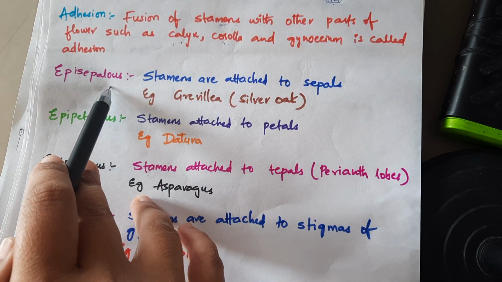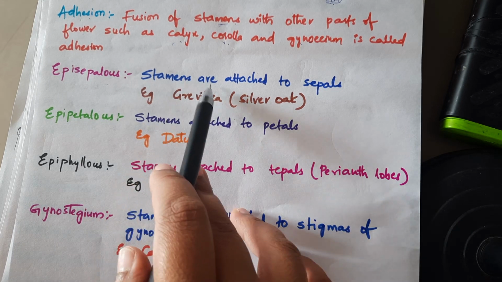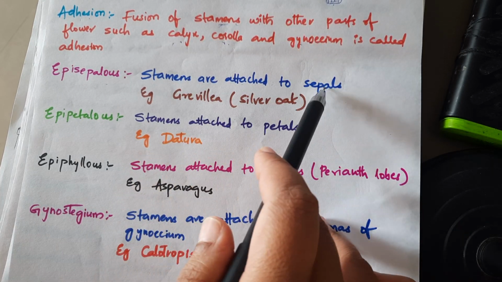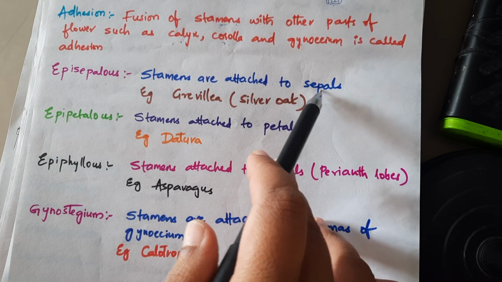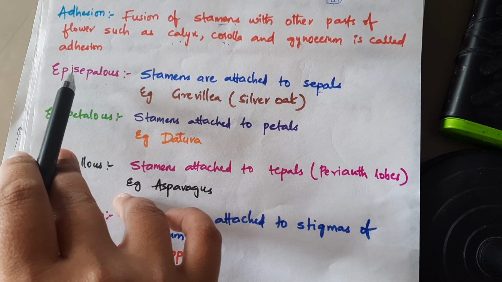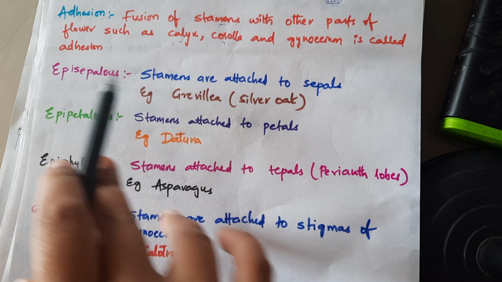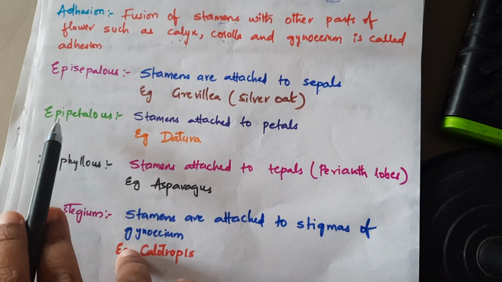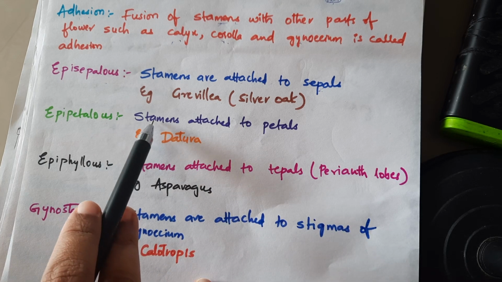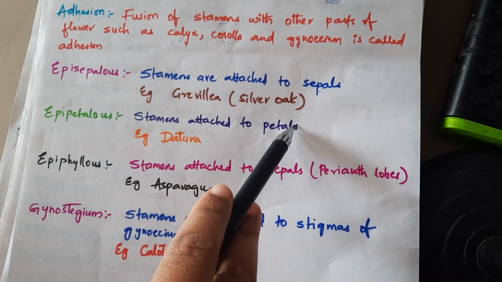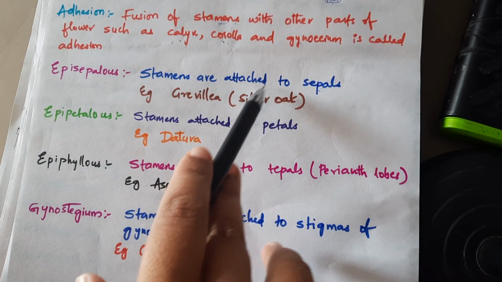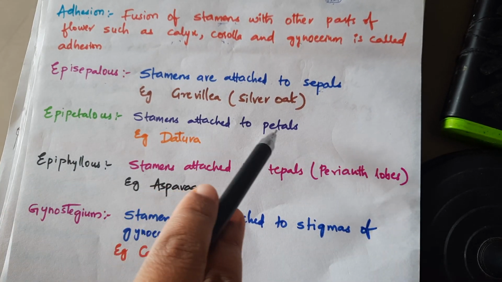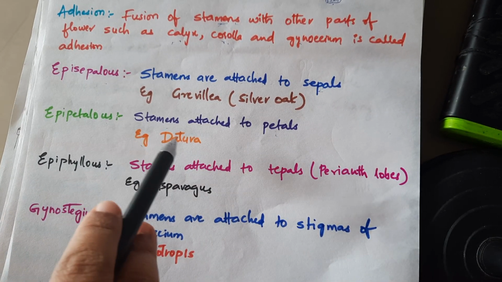What is the episepalous condition? Stamens are attached to the sepals, or the calyx. We call this condition episepalous. An example for this is the grevillea, that is the silver oak. The next one is the epipetalous, means stamens attached to the petals. An example for this is the datura.